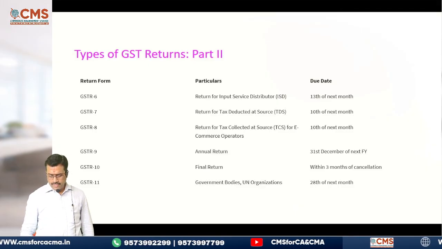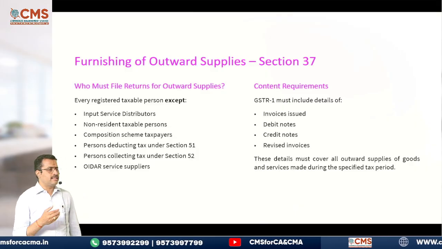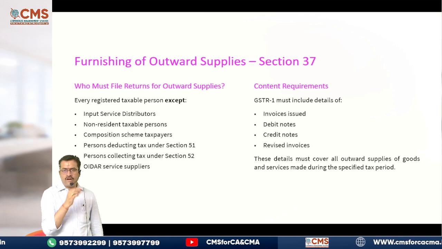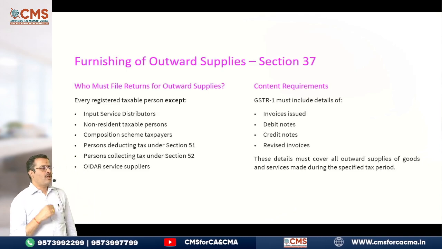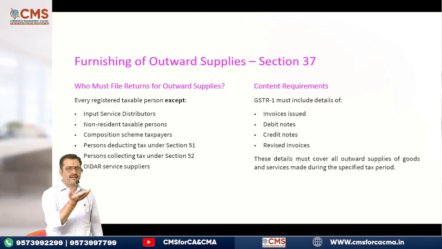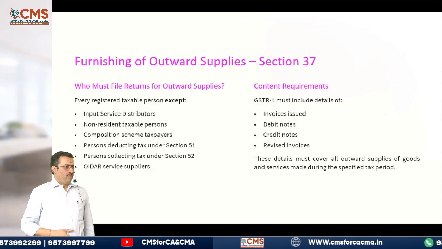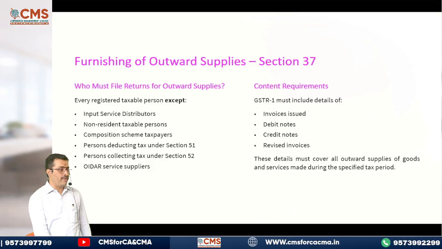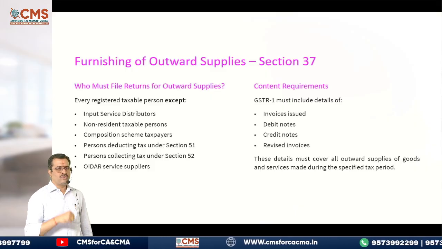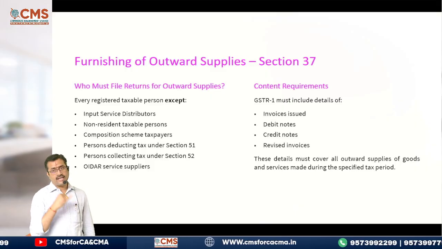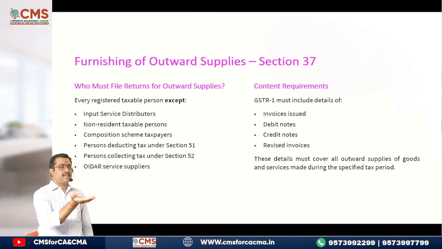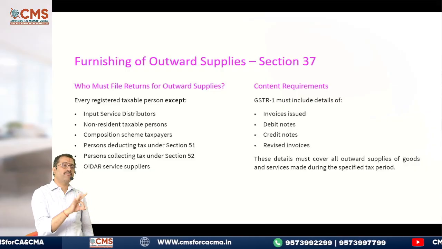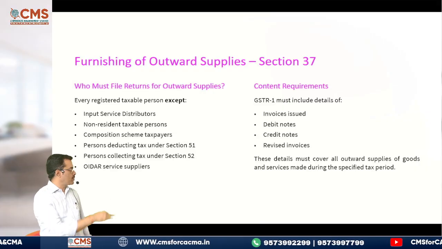Okay. Now let's see what are there in each individual section. Section 37 is talking about furnishing of outward supplies. Come on. What all will you furnish in the sale return? Tell me. While furnishing GSTR number 1, what all you will submit? Obviously details of sale made by you. Sales made to everyone. In case of sales return, we have to give credit notes. Any amendments we are making also, we have to mention.